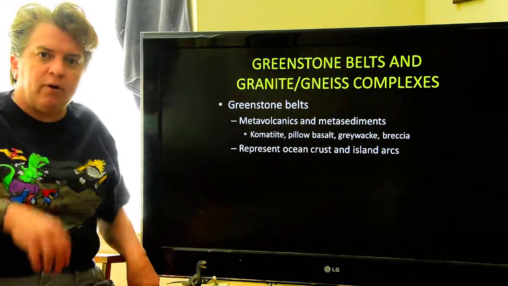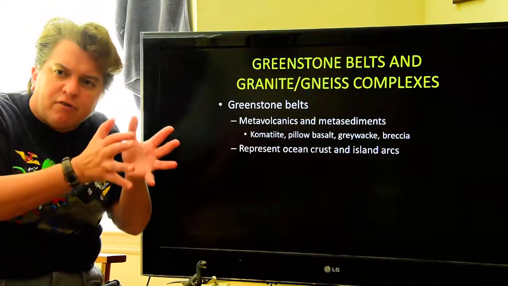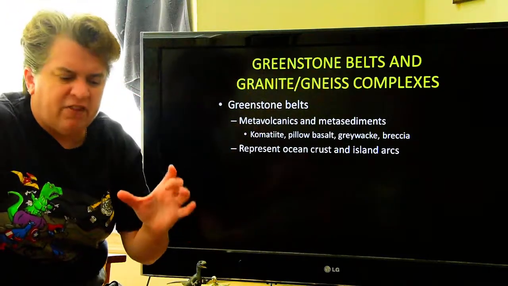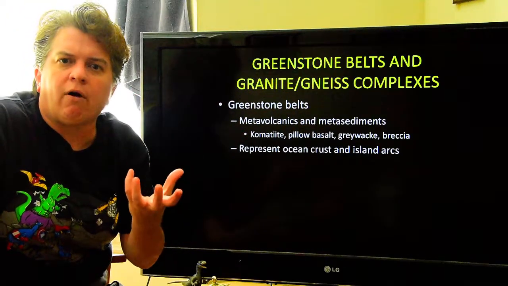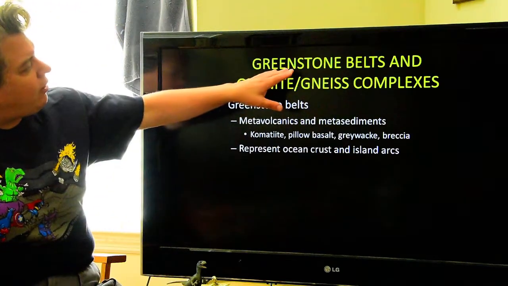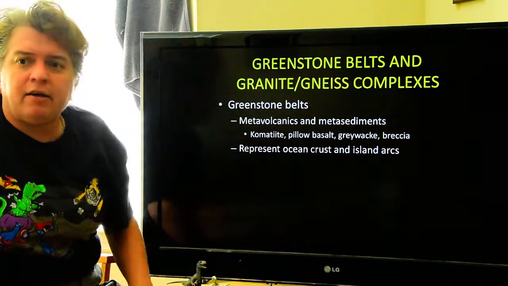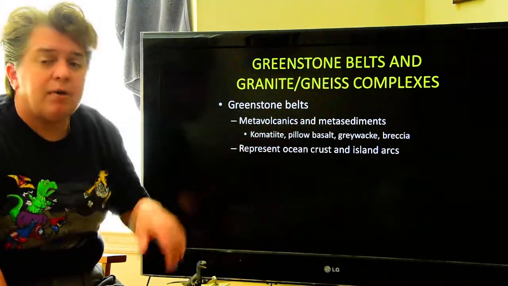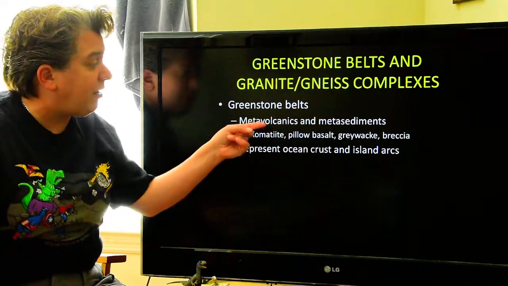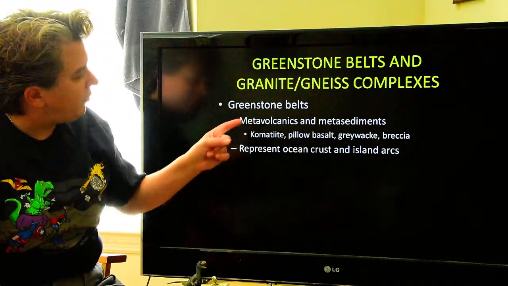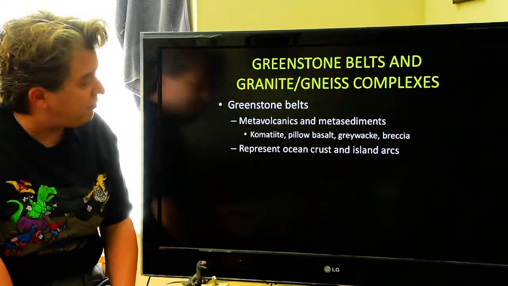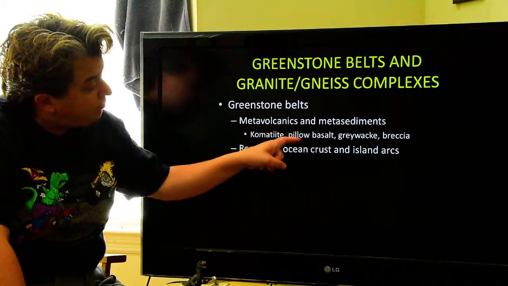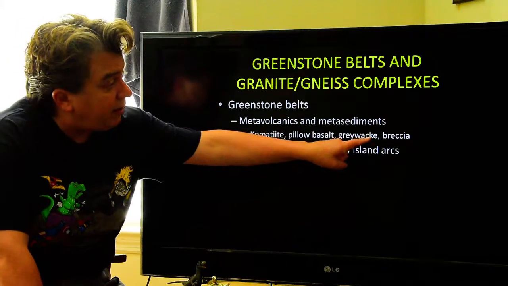All right, so let's look in more detail at this accretion of the continents, this growth of the continents over time. And this comes down to, if we look at the ancient Archaean cores of continents, we have what are called greenstone belts and granite gneiss complexes. So what are these greenstone belts? Metavolcanics and metasediments, okay? Well, if you stick meta in front of a word, it means metamorphosed. So we're looking at metamorphosed volcanics and metamorphosed sediments. In particular, these are going to be komatiites, pillow-basalts, greywacke, and breccia.